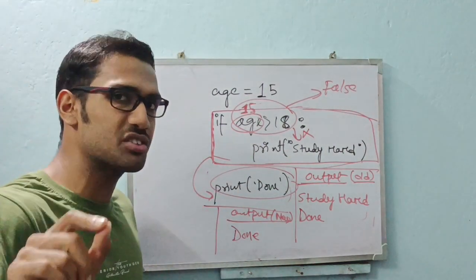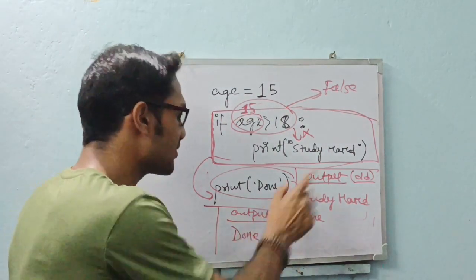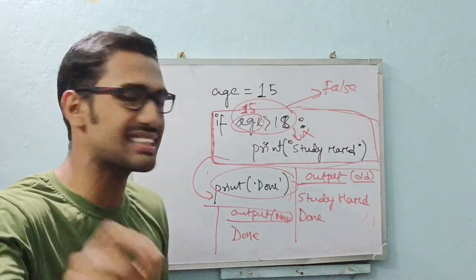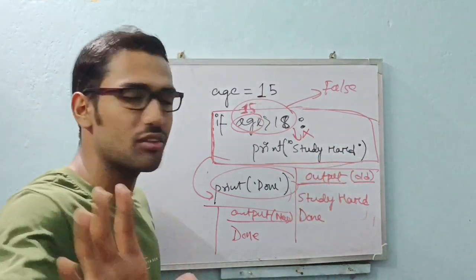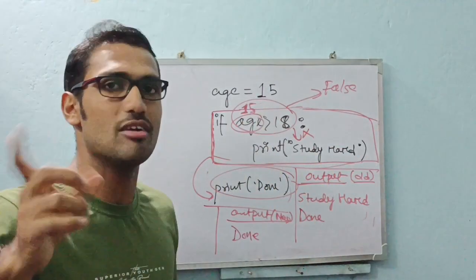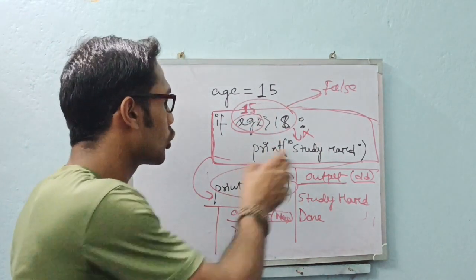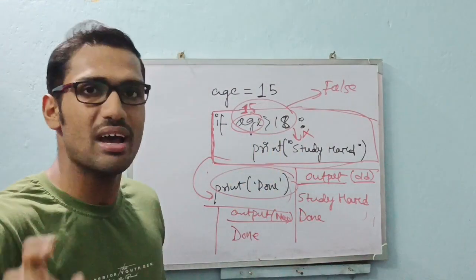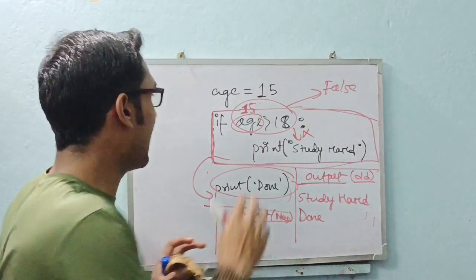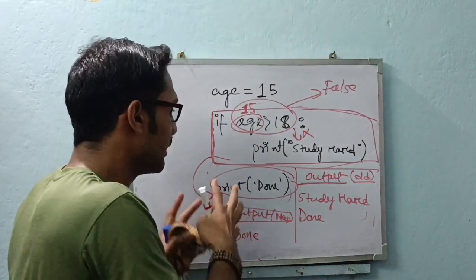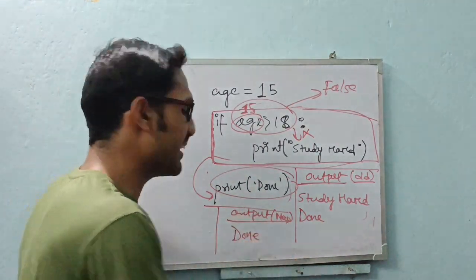Just try to observe the output of this and compare it with this one. You will simply understand that study hard is coming as an output of the old one just because the condition has evaluated to true. But in this particular case, since the condition is evaluating to false, it is not getting access within the body of the if, and that's why study hard is not getting printed. It simply gets ignored, and the one which is following the if statement, here the print statement, gets executed and it is printing done. That's all.